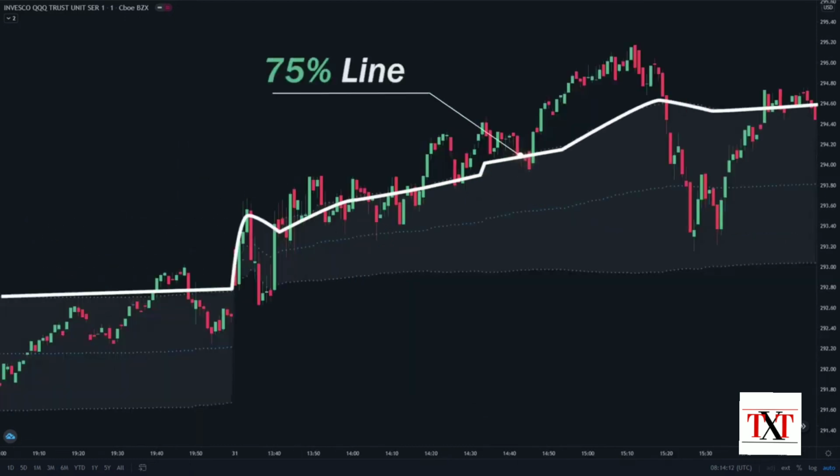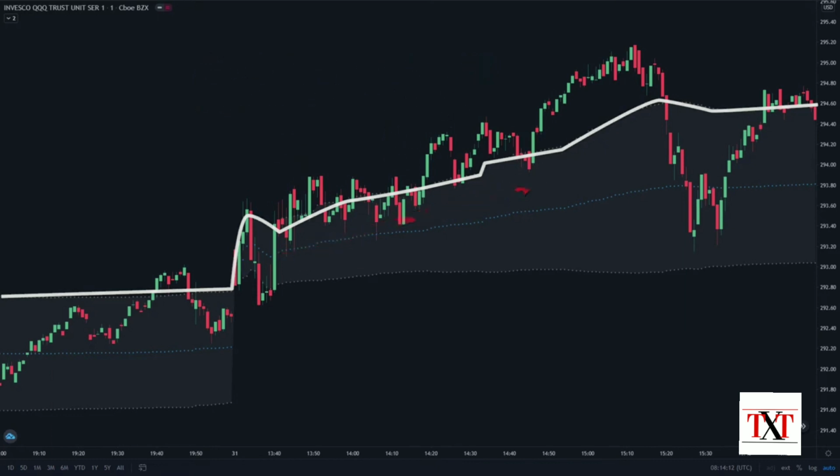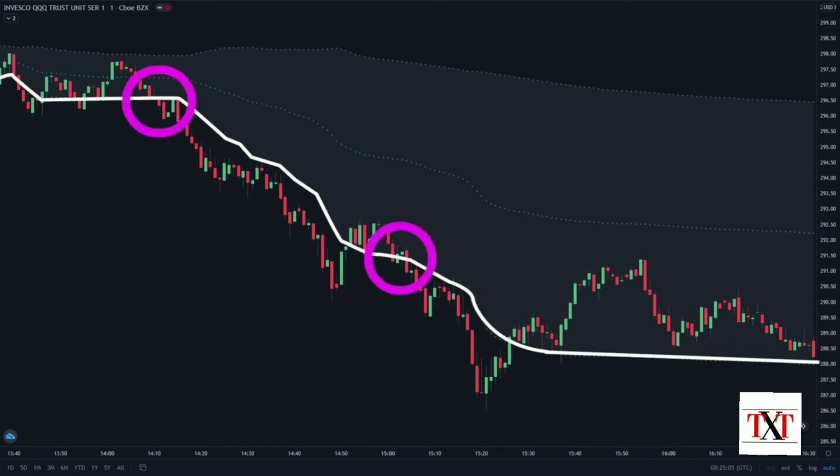This top line is called the 75% line. If a price is constantly pushing above this line while also making the indicator turn upwards, it means that the price is on an uptrend. The line below here is called the 25% line. If a price constantly breaks past below this line, it means that the price is on a downtrend. Usually, this also makes the indicator go in a downward shape.